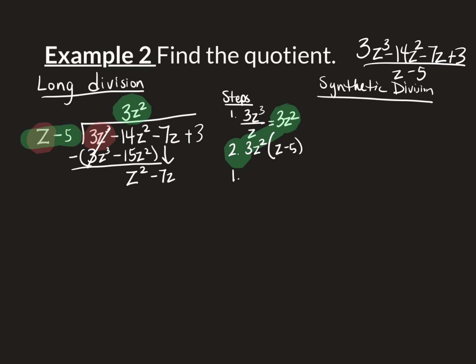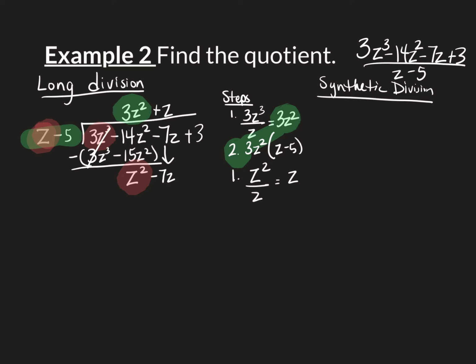Step 1, you divide your new dividend with the first term of your divisor. Sorry about that. And so I'm going to do z squared divided by z, and that answer is z. You place that answer above its like term. So you put positive 1z above negative 7z.